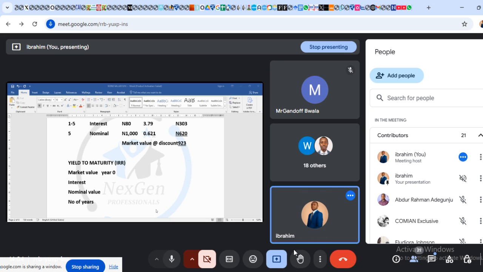With these elements, your market value is a cash outflow at year zero, you bracket it. Interest is an inflow, nominal is an inflow, then the number of years. So this, you will use it to determine your yield to maturity using the internal rate of return, which means that you need to calculate for the positive NPV as well as the negative NPV. Class, are we still together? Yes, sir.